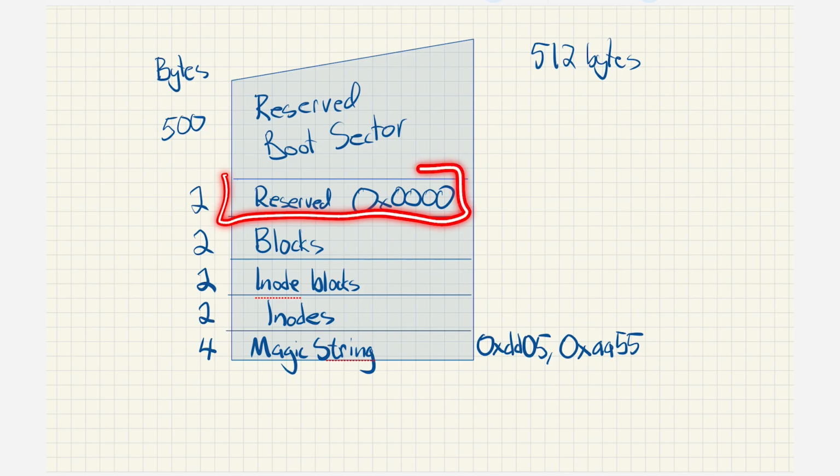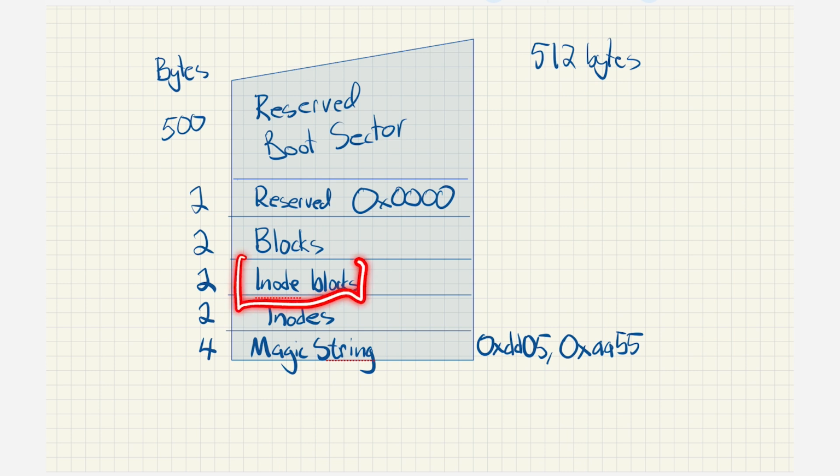And we have an additional field which is reserved. And then we have the number of total blocks on the disk. We have the number of inode blocks, the number of inodes inside of these inode blocks, and the magic string, which is ddosfs AA55 in hex. And the block size, as I mentioned, 512 bytes.